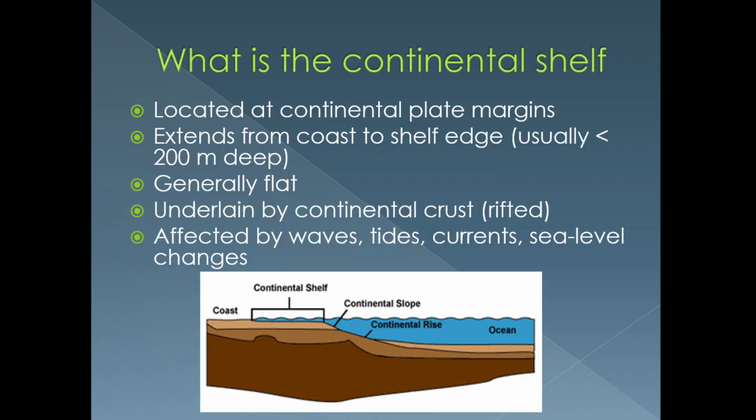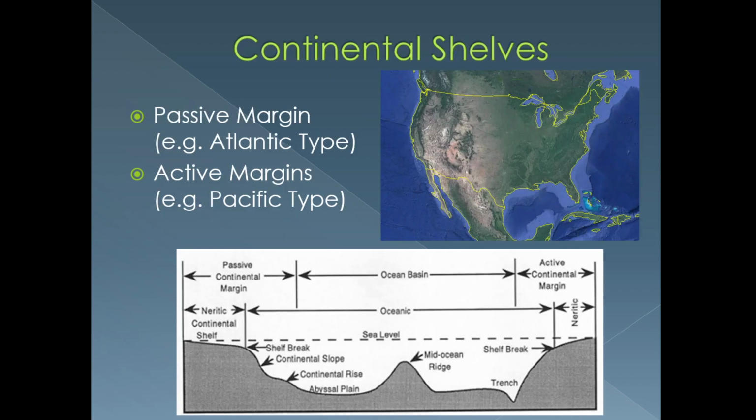So what is the continental shelf? First of all, it's located at the continental plate margin, where you're having a continental shelf and a subducting plate. This usually extends from coast to shelf edge around 200 meters. This is 200 meters. It is generally flat and underlain by different continental crusts, and they are usually rifted. This continental shelf environment is affected by waves, tides, currents, and sea level changes. The continental shelf on both the passive and active side.